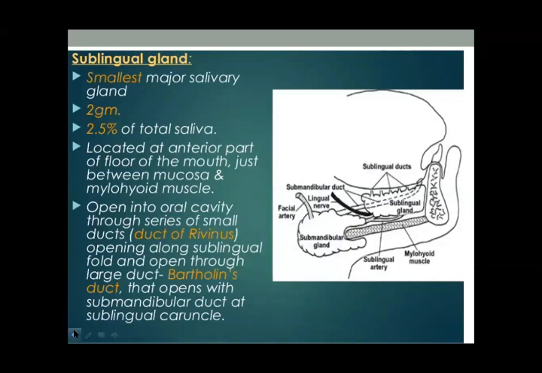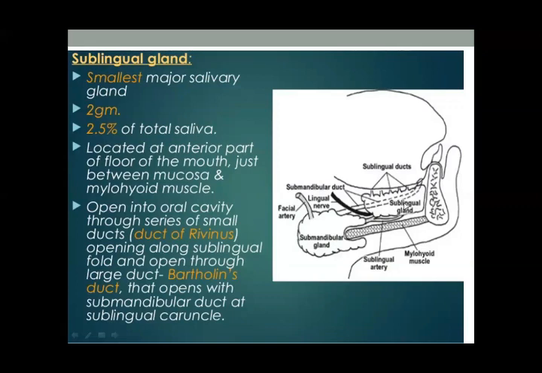Sublingual glands are the smallest major salivary glands, about 2 grams, producing 2.5% of total saliva, located at the anterior part of the floor of the mouth, just between the mucosa and the mylohyoid muscle. This is the sublingual gland. This is the submandibular gland. This is the sublingual gland.